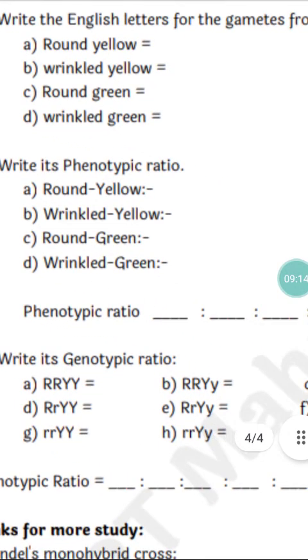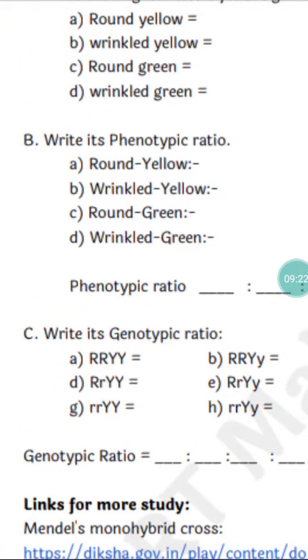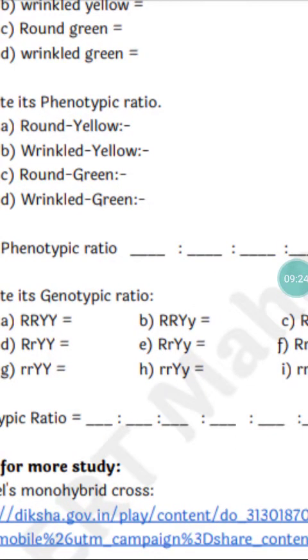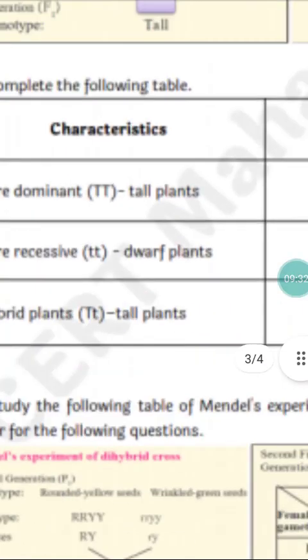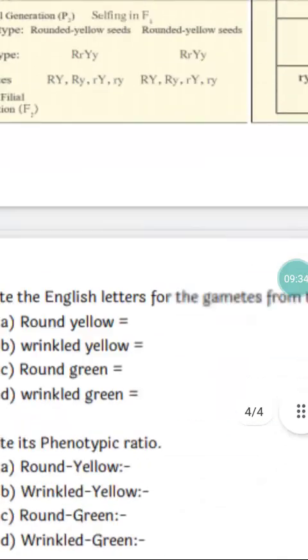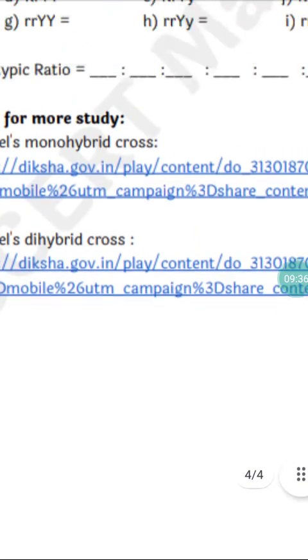You can write the genotypic ratio, you count it, which is given in the textbook page number 187, and I will tell you the genotypic ratio, that is 1:2:2:1:4:2:1:2:1.